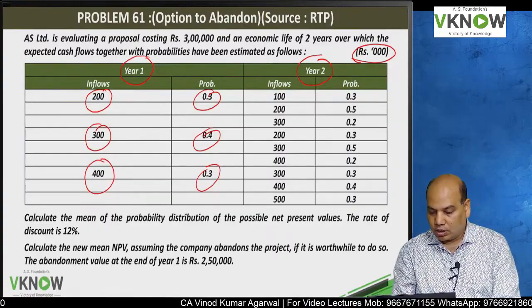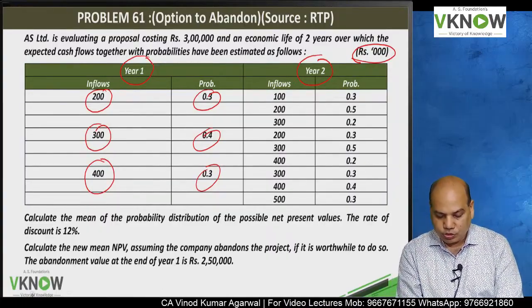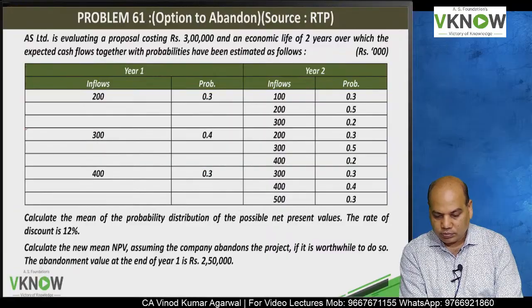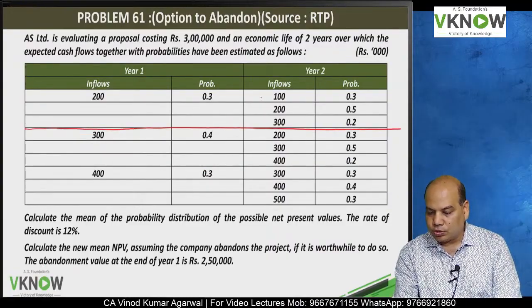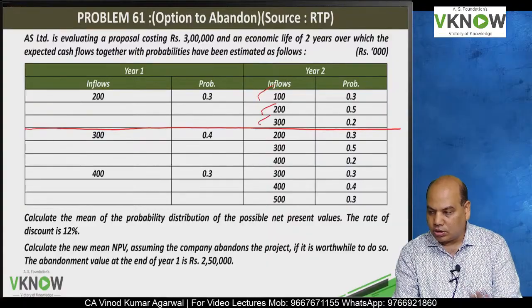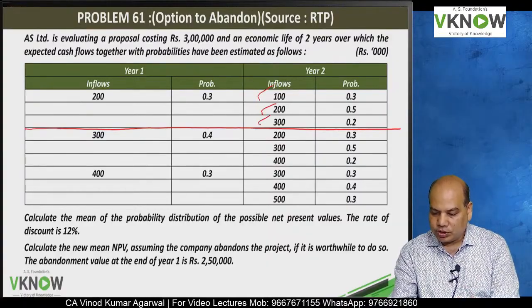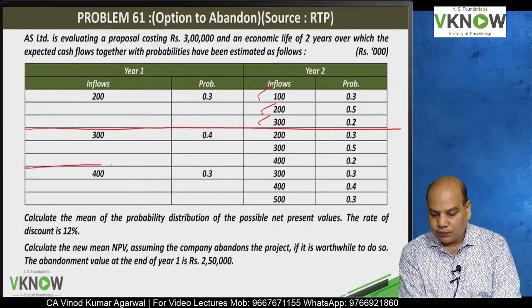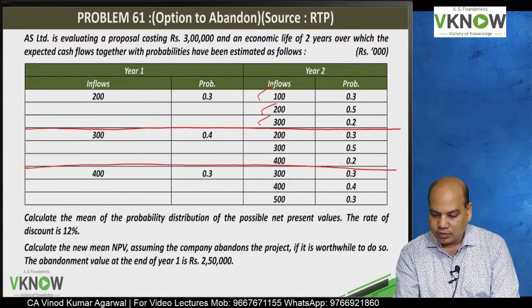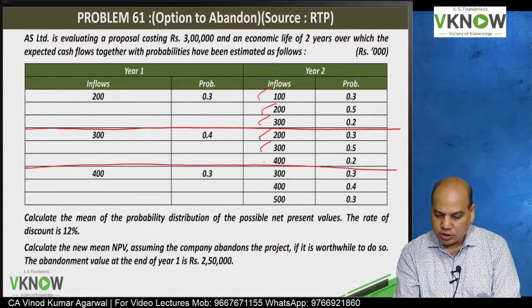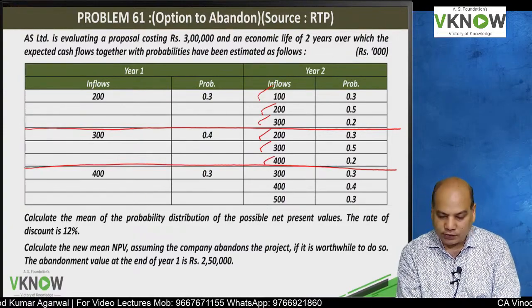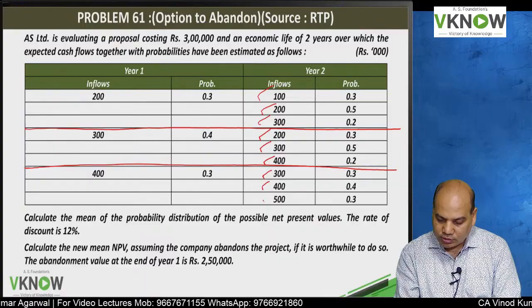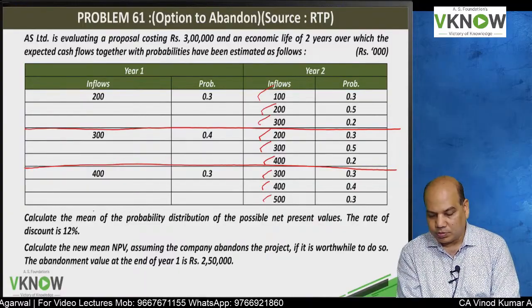Suppose you get 200 in year 1, then the year 2 cash flow can be 100, 200 or 300 with these probabilities. If you get 300 in the first year, these are the cash flows of year 2 with these probabilities. If you get 400 in the first year, you will get 300, 400, 500 with these probabilities.